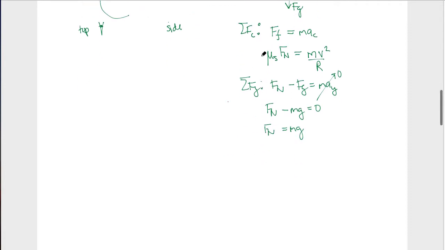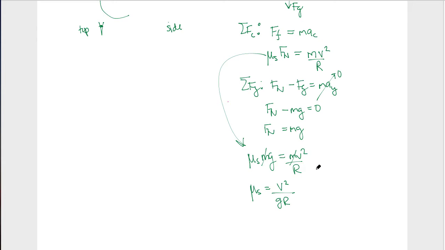So I can take that and plug it into my former equation where I have mu s times mg is equal to mv squared over r. And you see that mass cancels out. So my coefficient of static friction must be v squared over gr.